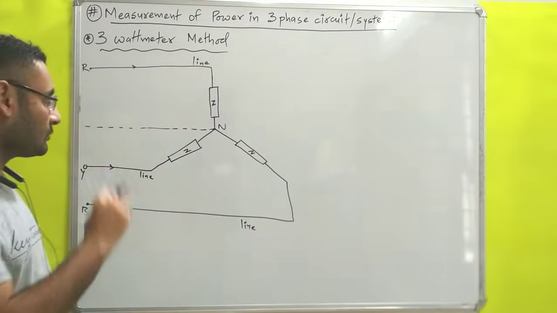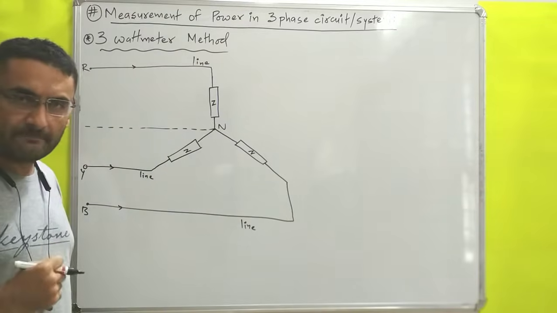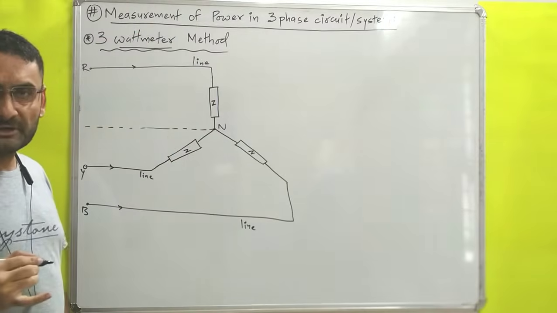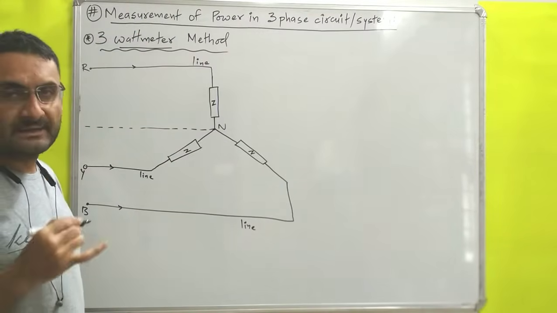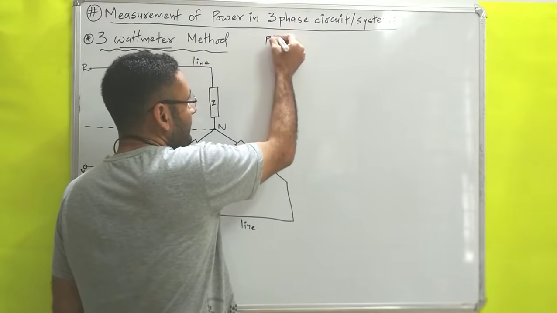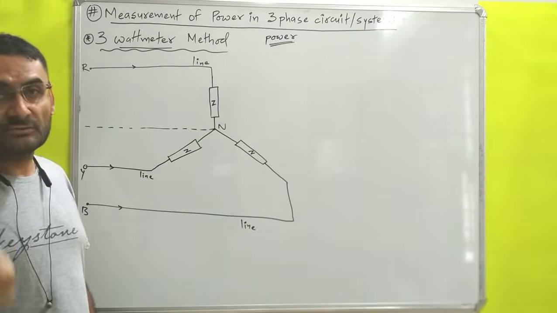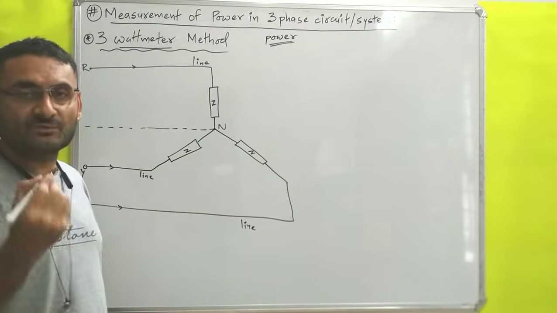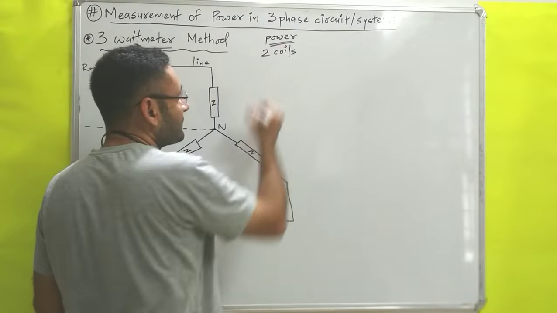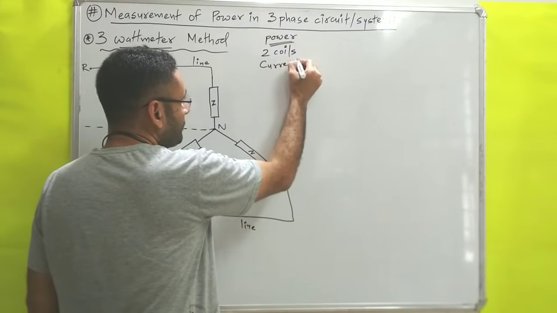Now if you want to find out the power of the system with the help of 3 wattmeters, how can you find it? Okay, so first of all we'll try to understand the meaning of wattmeter. Wattmeter means what? It is a device which will measure power. Now how will the wattmeter measure the power? With the help of 2 coils. That means the wattmeter has how many coils? It has 2 coils. Now the first coil is known as what? It is known as the current coil.